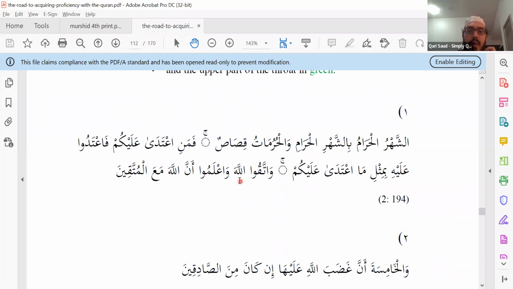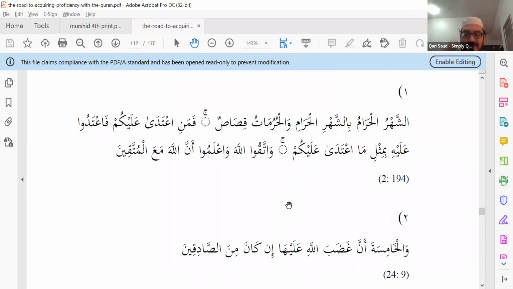Before that, وَاتَّقُوا اللَّهَ. Ha in the word Allah comes from the bottom part of the throat. And then again, in the word Allah, أَنَّ اللَّهَ. Ha comes from the bottom part of the throat. Ma'al muttaqeen. Ayn comes from the middle part of the throat. Does everyone understand? Yes.